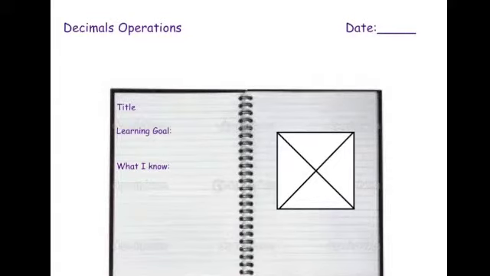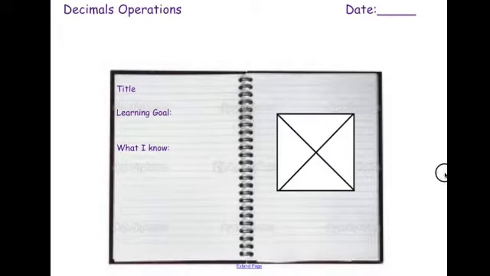Today's lesson is a review of decimal operations. Decimal operations being adding, subtracting, multiplying, and dividing with decimals. What you're going to have in your notebook is similar to the regular operations review template that we have. I believe it's from lesson number 1. Wow, we're already on lesson 16.